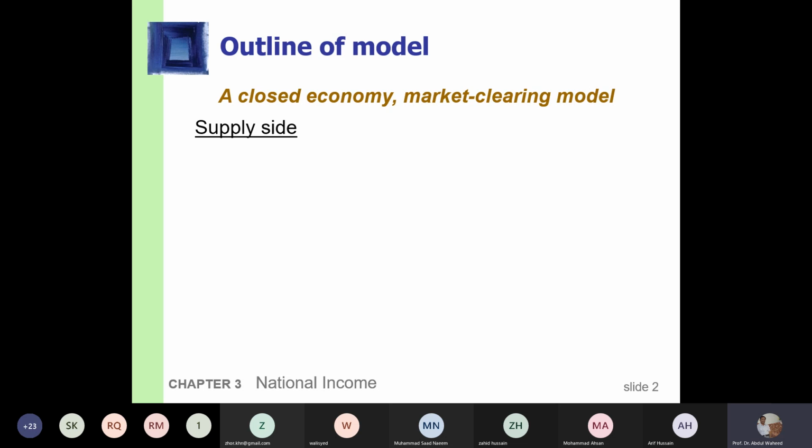Then we have the supply side. We have supply of factors, we have demand for factors, and then we will have the price of factor. The supply of factor is labor, and the second factor is capital. So we have supply of labor, we have demand for labor, and the price of labor would be determined in the labor market, which is a factor market. Same, we have the second factor, which is capital. So we have supply of capital, we have demand for capital, and the price of capital would be determined in the capital market, which is a factor market.